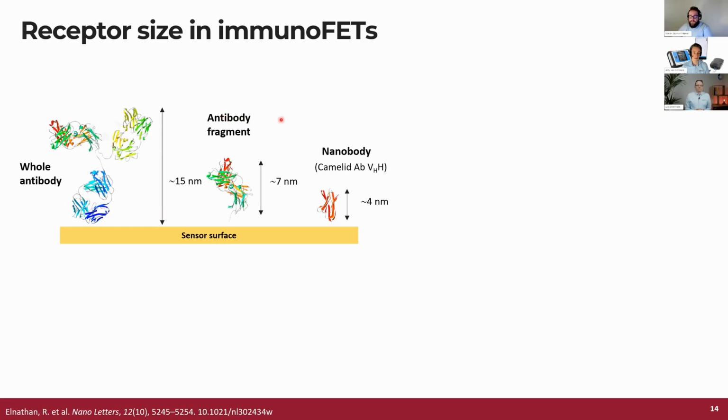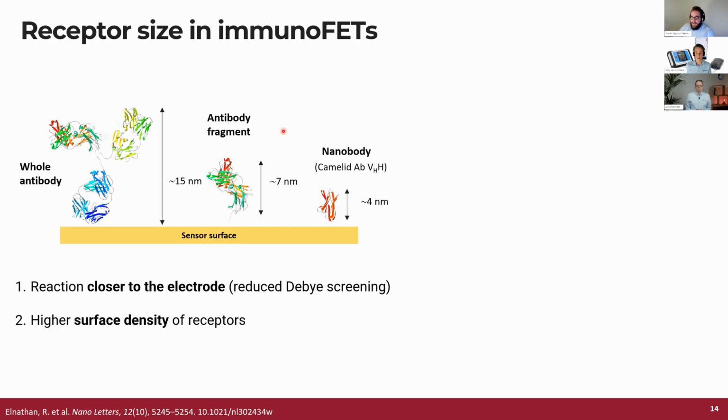So why do we do that even? Why is the receptor size important? Well, the reaction takes place closer to the electrode, and that means that the Debye screening is somewhat reduced. Then you can also achieve higher surface density of receptors. So instead of having big receptors on the surface, you get smaller, and therefore there can be much more of them at the surface.